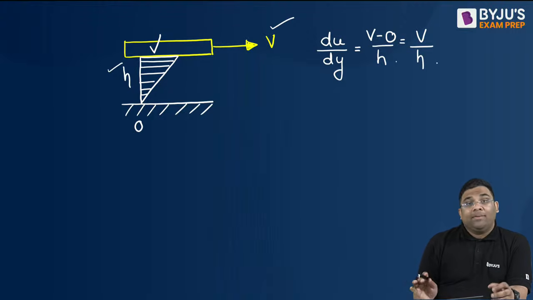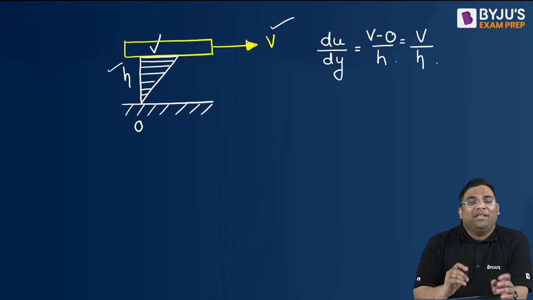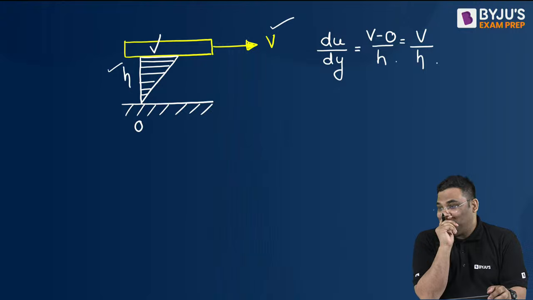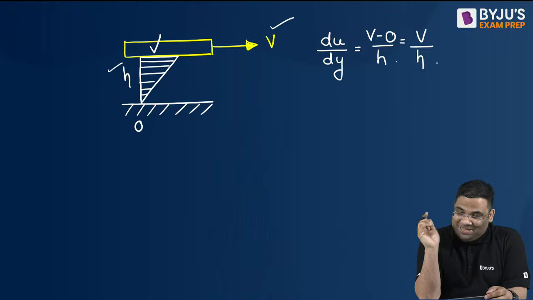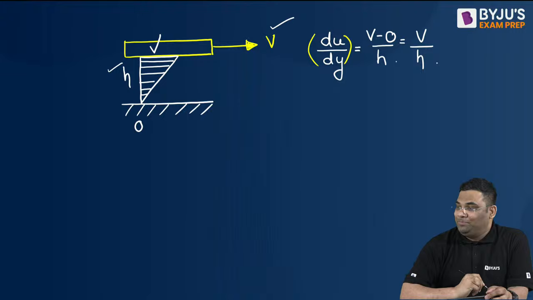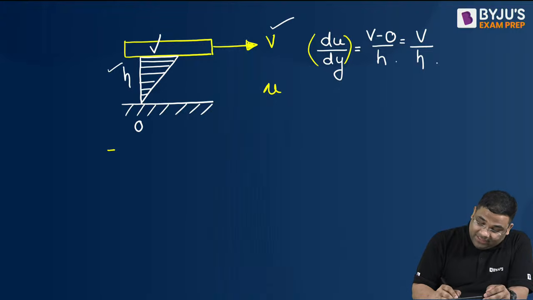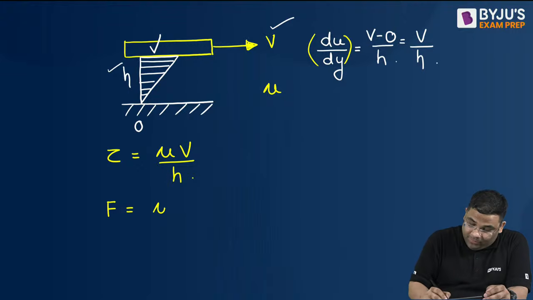If not given, mostly they will not give it. In case of plates, they don't give it; they assume that you will assume it to be linear. So du by dy you got, and mu you know. So the shear stress will be equal to mu into v by h, and the force required will simply be mu into v into A by h.